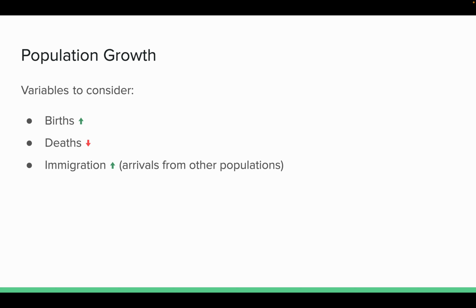So, population growth. There are some variables that we need to consider to determine the growth or decline of a population. So we've got births, which would obviously increase the population, deaths, which will decrease the population. Now, there are two more variables that may not be quite as obvious right off the bat, and those are immigration, or arrivals from other populations through dispersal, and emigration, meaning that we're losing individuals from this population because they are migrating to other populations.